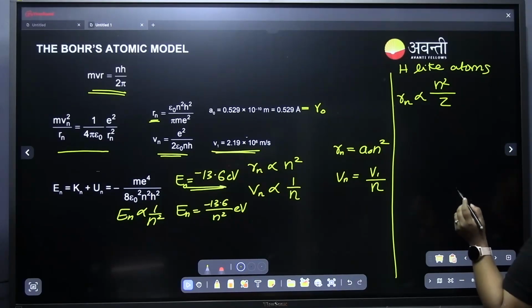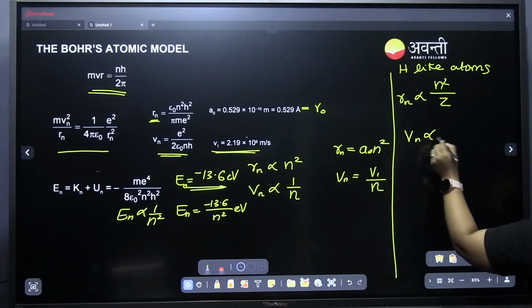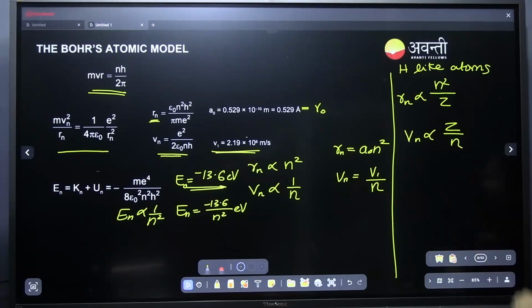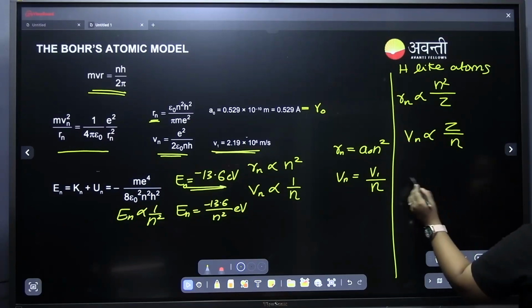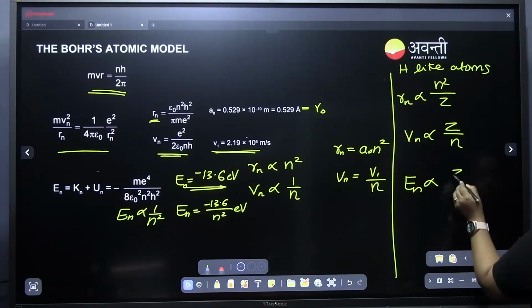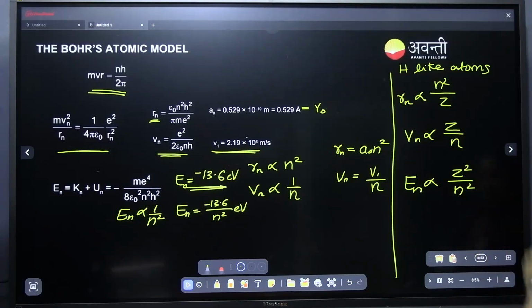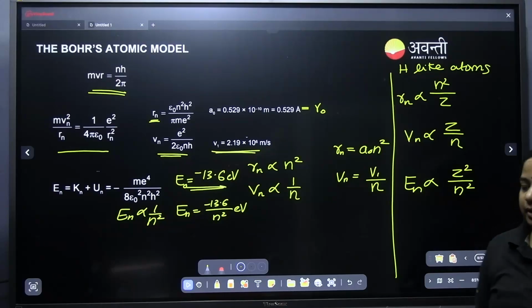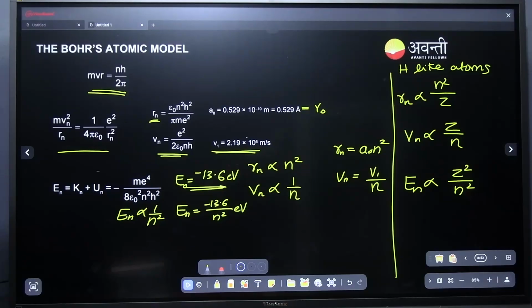Now velocity is proportional to Z by n. So if hydrogen-like atoms are there, you have to use this. Next is energy. Energy is proportional to Z square by n square. So better learn this, then you know that Z equals 1 in the hydrogen atom, so the proportionality stays. Is it clear? If it's clear, we can move on to problem solving.